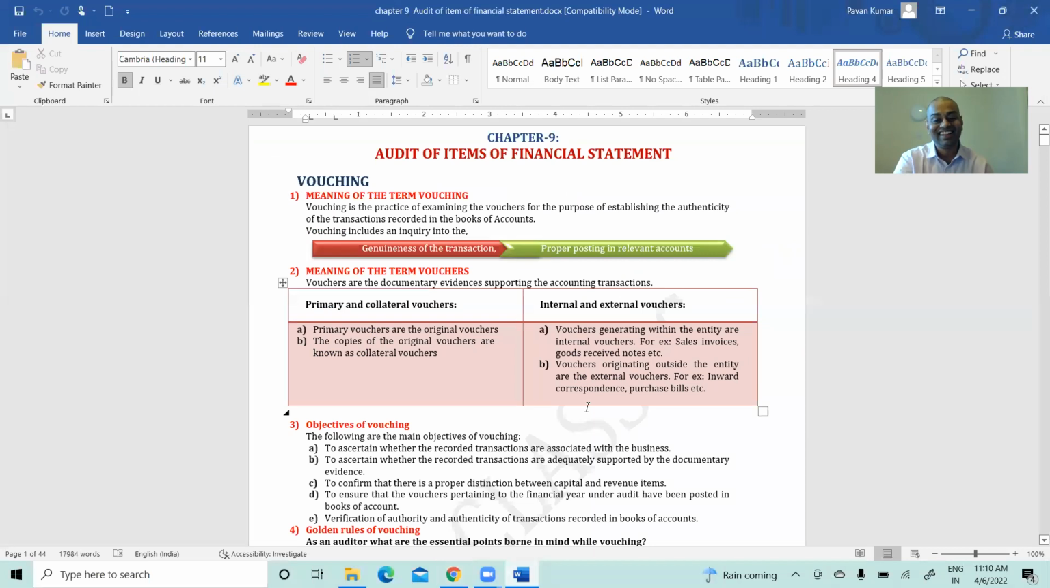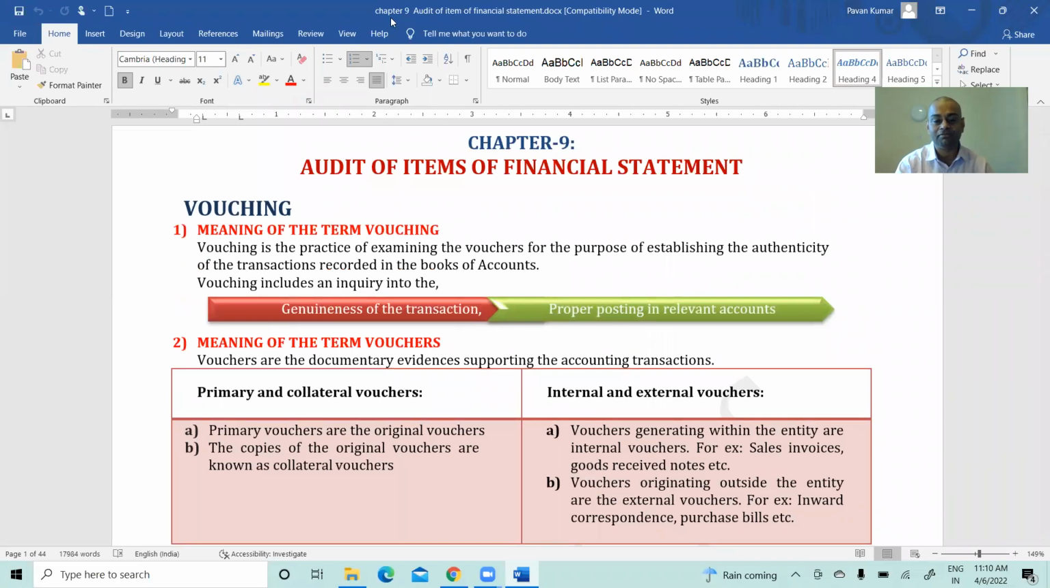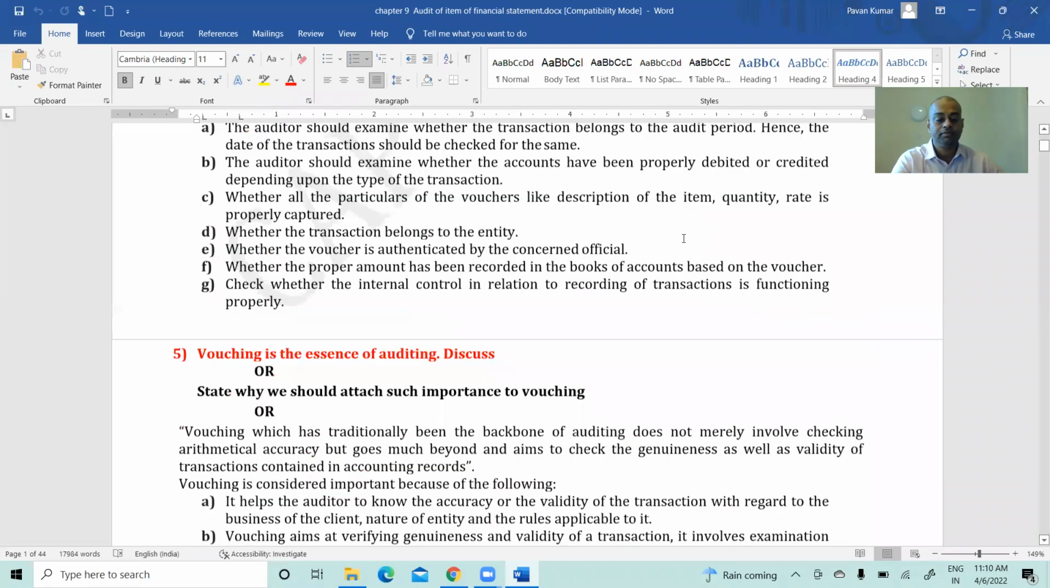Beautiful new material, 2022 V7. You got this material, Sandeep? No, sir. I got one material in which chapter 9 is vouching and chapter 10 is verification of assets and liabilities. Yes, actually, vouching and verification put together is only this audit of items of financial statements. Okay, and this multicolor material is there, no?